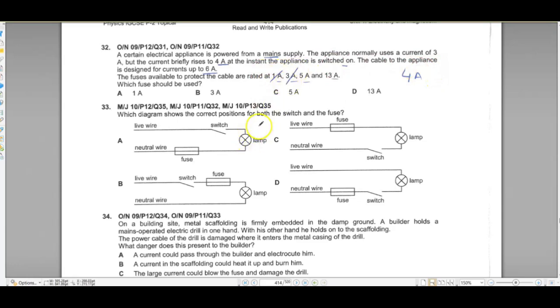A 4 ampere fuse is also not going to work, because if it is used, the appliance is not going to work. 5 amperes seems to be a suitable fuse for this, because it is going to allow 4 amperes to pass through it, but will stop more than 5 amperes, which is more than what is required by the appliance. So C is the correct option. 13 amperes is going to be huge.